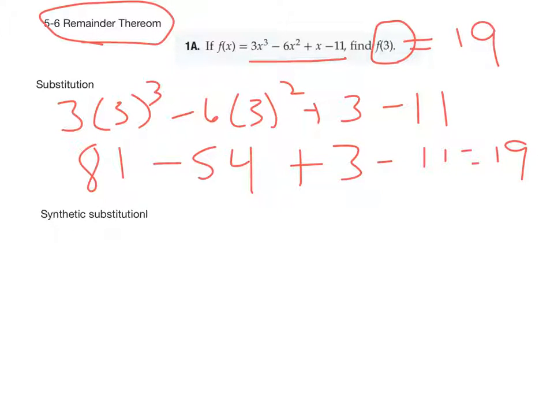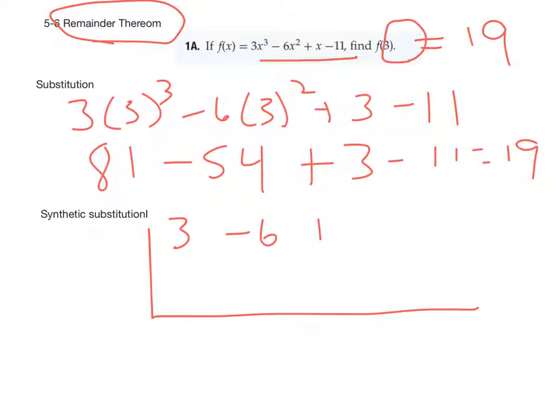What synthetic substitution is, is using synthetic division and doing the problem. So if I do synthetic division like we've done before, I put my numbers in order. If we continue with the synthetic division, we would get these numbers. And so here's the process again. We drop down the first term. We take 3 times 3, which is 9. We then add 9 and 6.